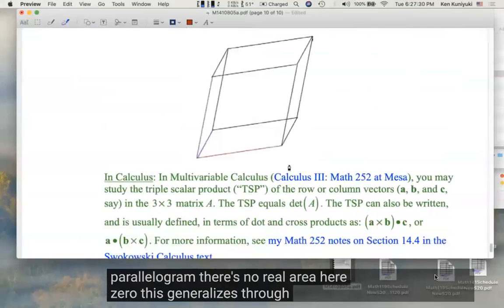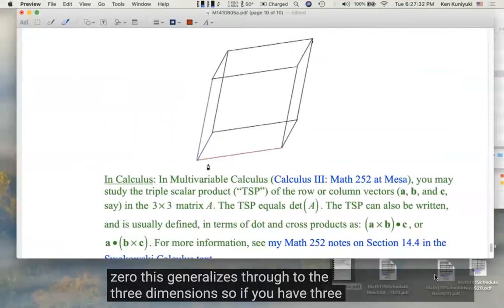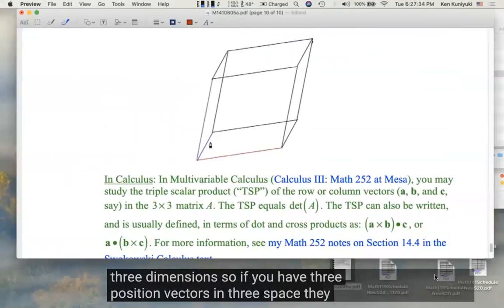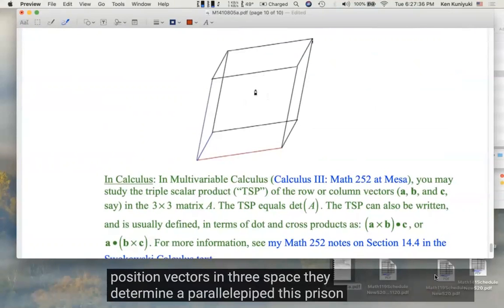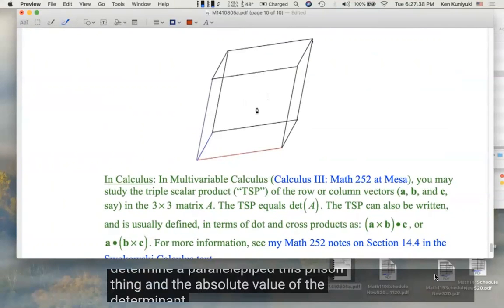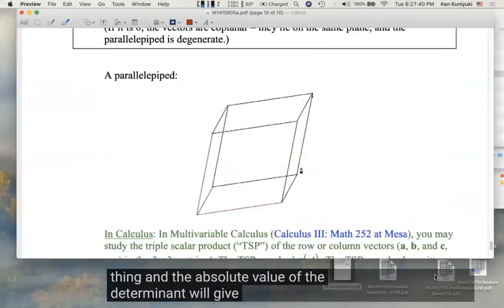This generalizes through to 3 dimensions. So if you have 3 position vectors in 3 space, they determine a parallelepiped, this prism thing, and the absolute value of the determinant will give you the volume. All right, pretty cool.